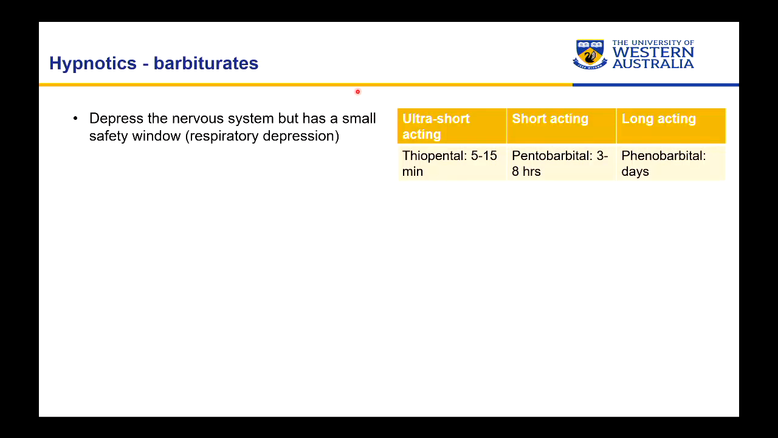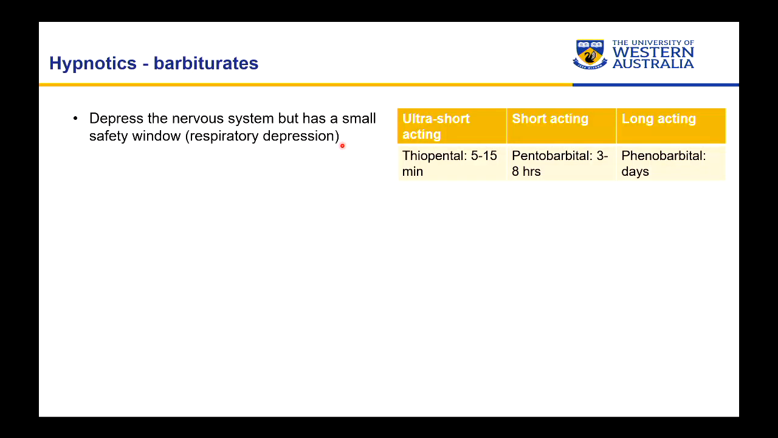So one hypnotic that we will look into in a bit more detail is barbiturates. Barbiturates can also be used as anti-anxiety drugs. Similar to anti-anxiety drugs, they depress the nervous system, but they're a little bit more dangerous, I suppose. They have a smaller safety window, and this is because barbiturates have a very strong effect on the respiratory system as well. So some people use it as an anesthetic in some cases.